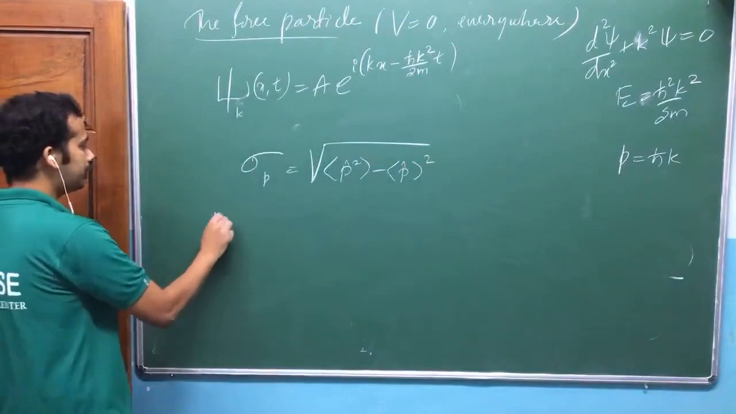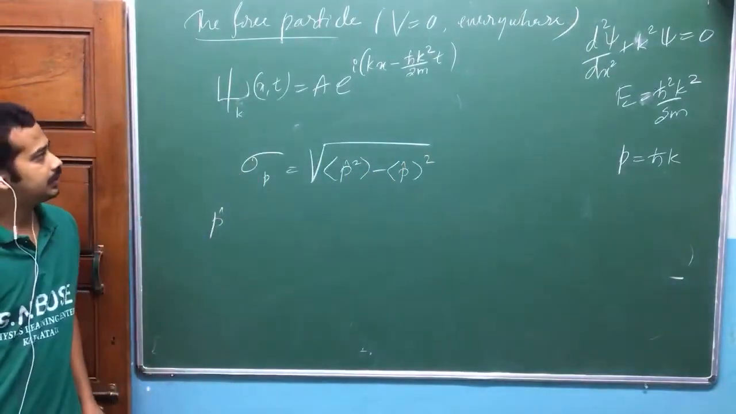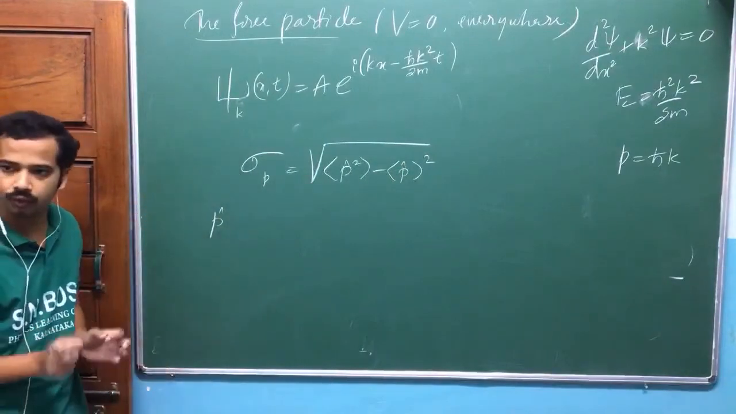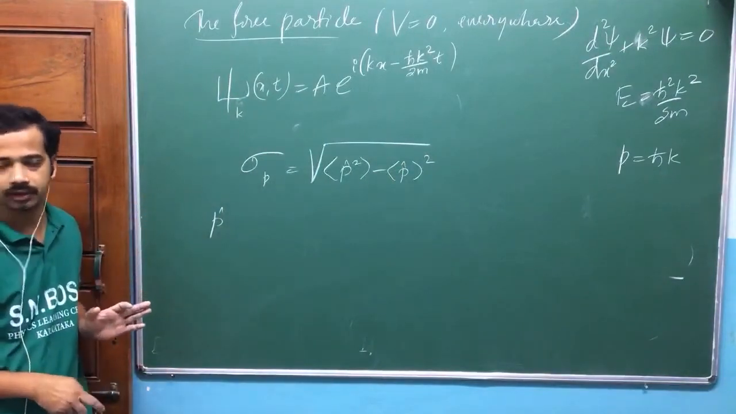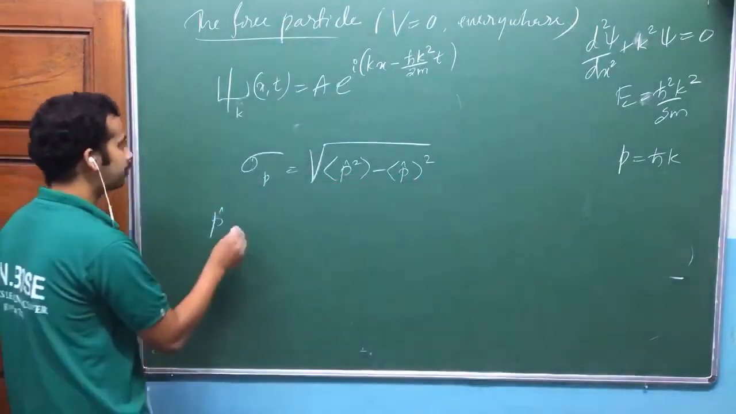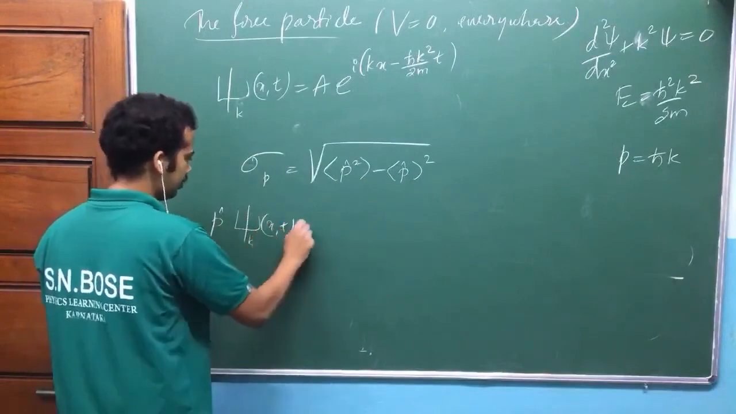Now look at it. Let me operate p cap on this one. I said this is a definite state of momentum. Am I right? Definite state means you know what exactly its momentum is. Is that okay? Because k will decide momentum. I have written the expression. Okay. Let me operate p cap on this psi of k. So just check it out.